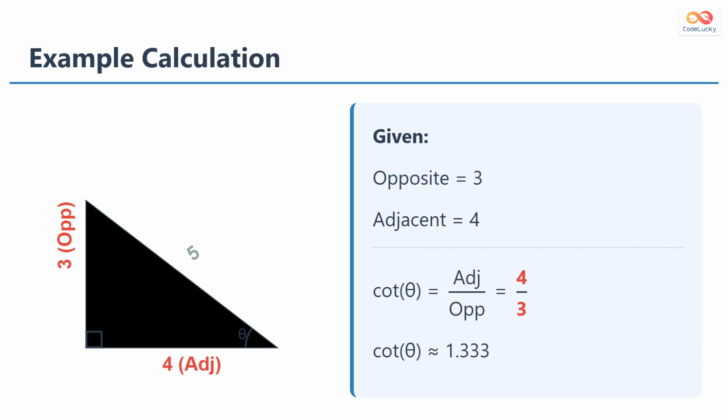Let's look at a practical example. Suppose we have a triangle where the opposite side is 3 and the adjacent side is 4. To find the cotangent, we take the adjacent, which is 4, and divide it by the opposite, which is 3. So, the cotangent of theta is 4/3, or approximately 1.33.